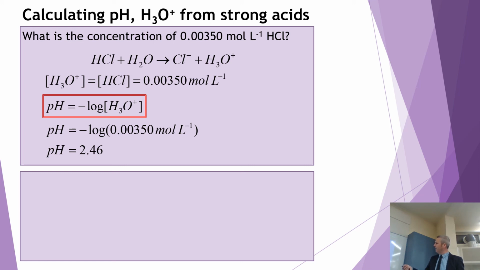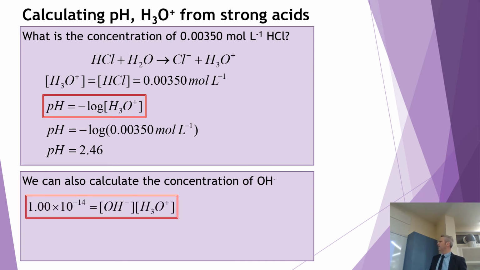If I know the concentration of H3O plus, can I work out the concentration of OH minus? Yes, I can. I can use this equation here. If someone asked me, we can also work out the concentration of OH minus, because in the solution, if we've got H3O plus, it must be working with the OH minus to produce 1 times 10 to the negative 14. It is a common ion.